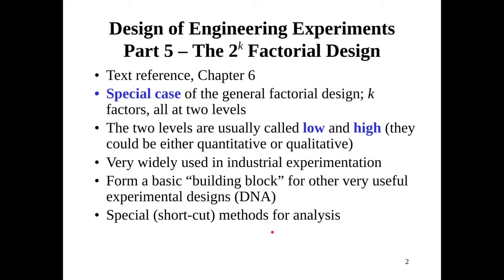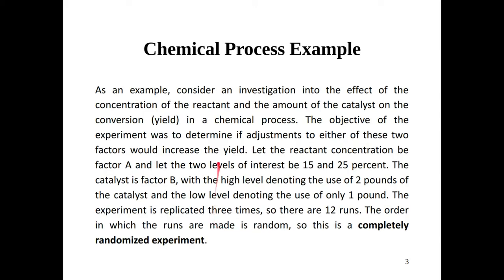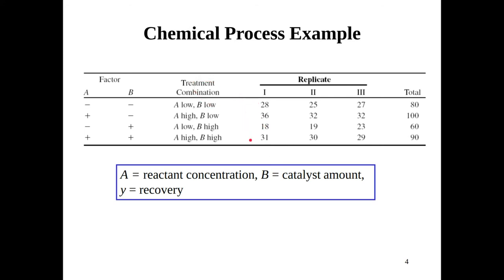So, what we will do is we will take an example and try to understand the 2 raised to k factorial designs through that example. I have a simple example here of a chemical process. Let me read the problem statement. Then we have the data from the experiment, and then we will perform the analysis.